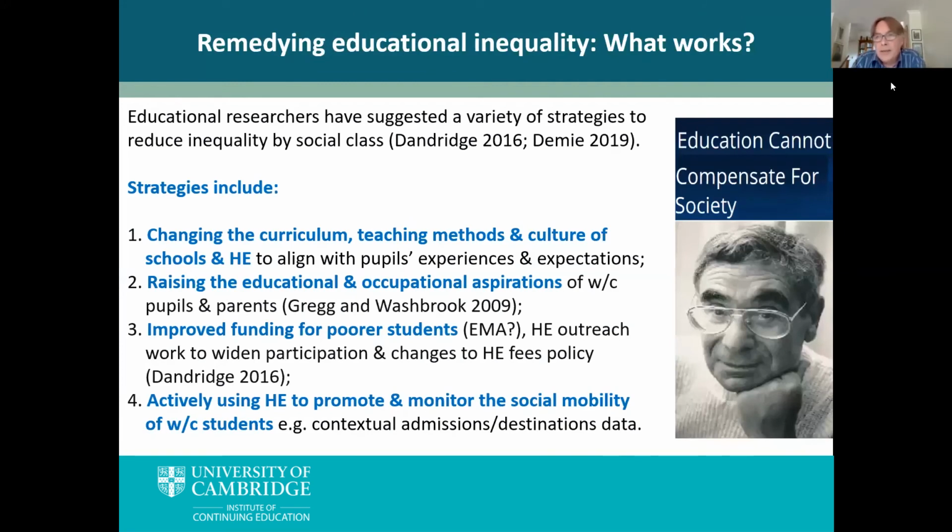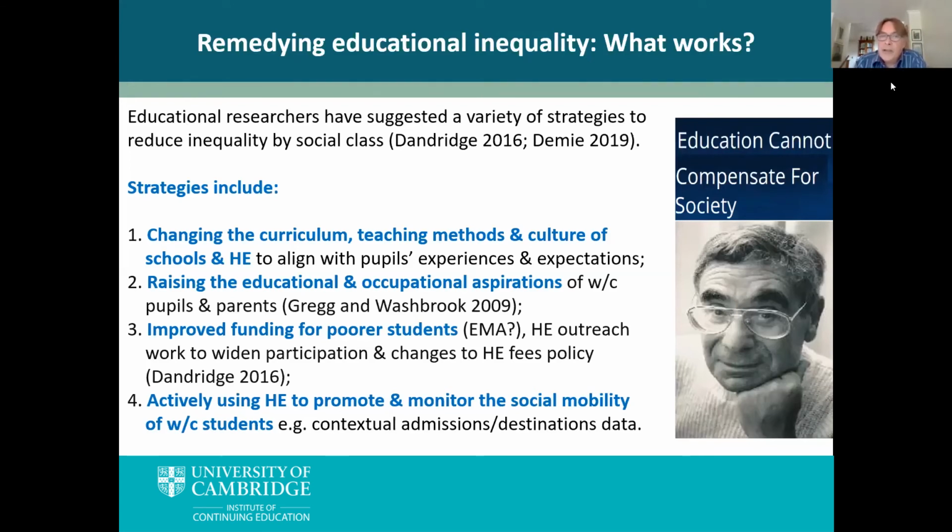So what works? It's all well and good me sitting here and pontificating about patterns of inequality and the extent of inequality and explanations of inequality. But we also need to start thinking about what can be done practically to try and reduce socioeconomic inequalities, both in school outcomes and in progression to higher education. And here I've selected sort of 4 key focuses.